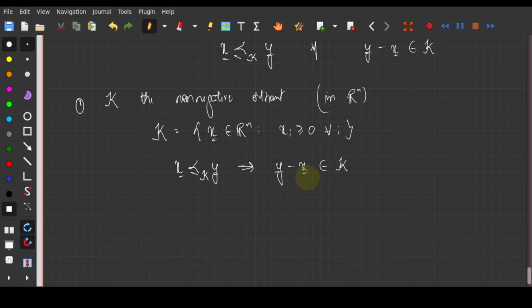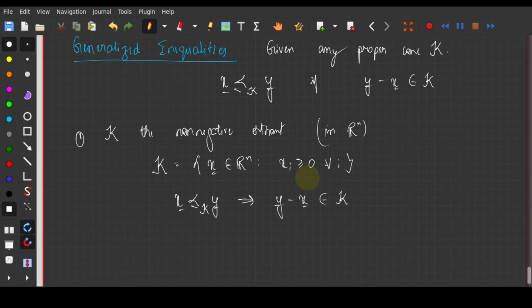X less than or equal to Y. Yes. Y minus X belongs to K. Correct. Then Y minus X belongs to K implies X is less than or equal to Y, right? No, so it's a definition, right? So it's two ways. I should say X is less than or equal to Y if and only if Y minus X is in K. Potentially Y could be equal to X. Fine.